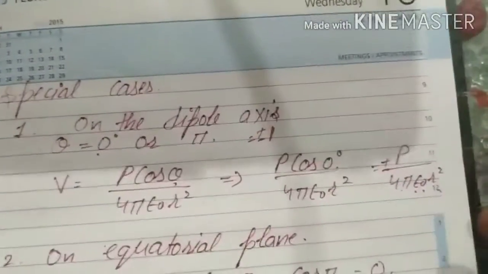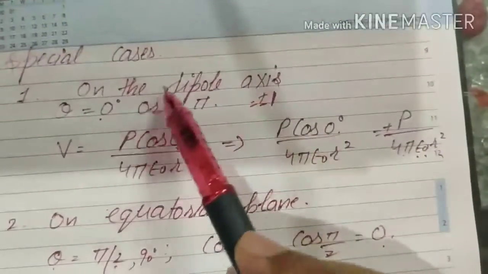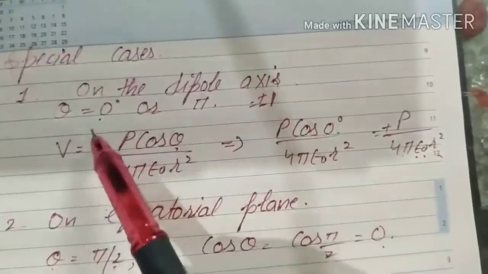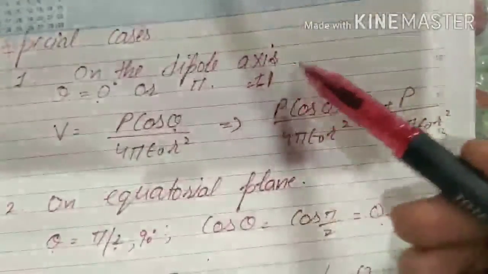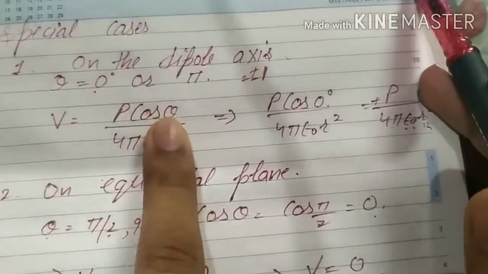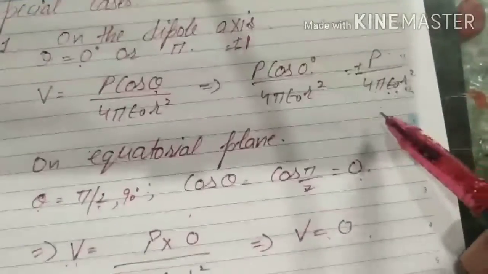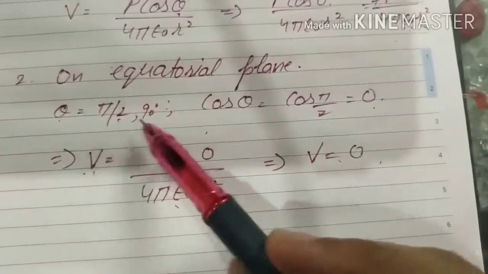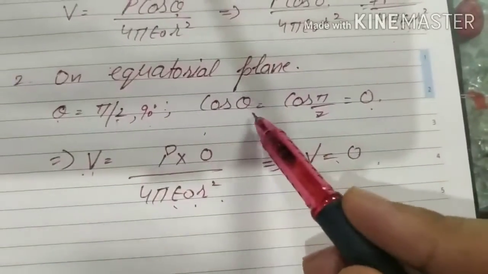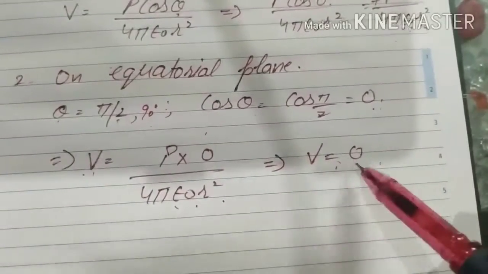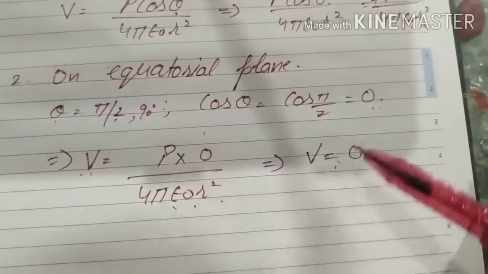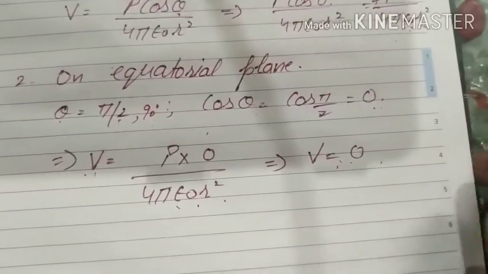Now in special cases: on the dipole axis, when point P is on the axis, theta is taken as 0 or pi. When cos theta is put as 1, the equation becomes P by 4 pi epsilon naught R square. On the equatorial plane, theta is 90 degrees. Cos 90 degree is 0, so the whole expression is 0, that is, the equatorial plane is an equipotential, with potential 0. This is the topic.